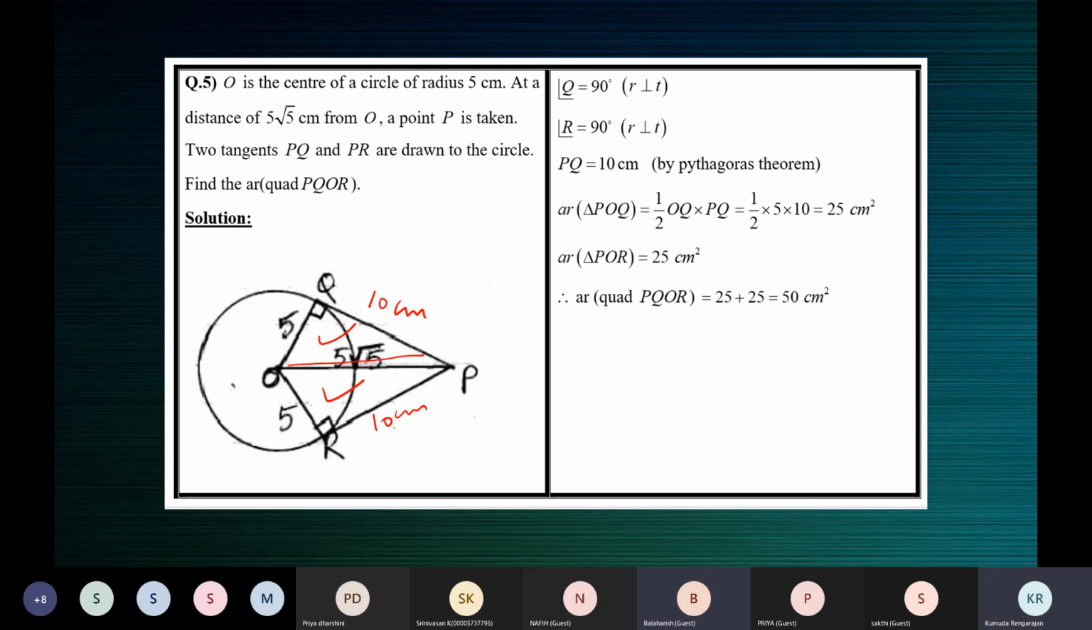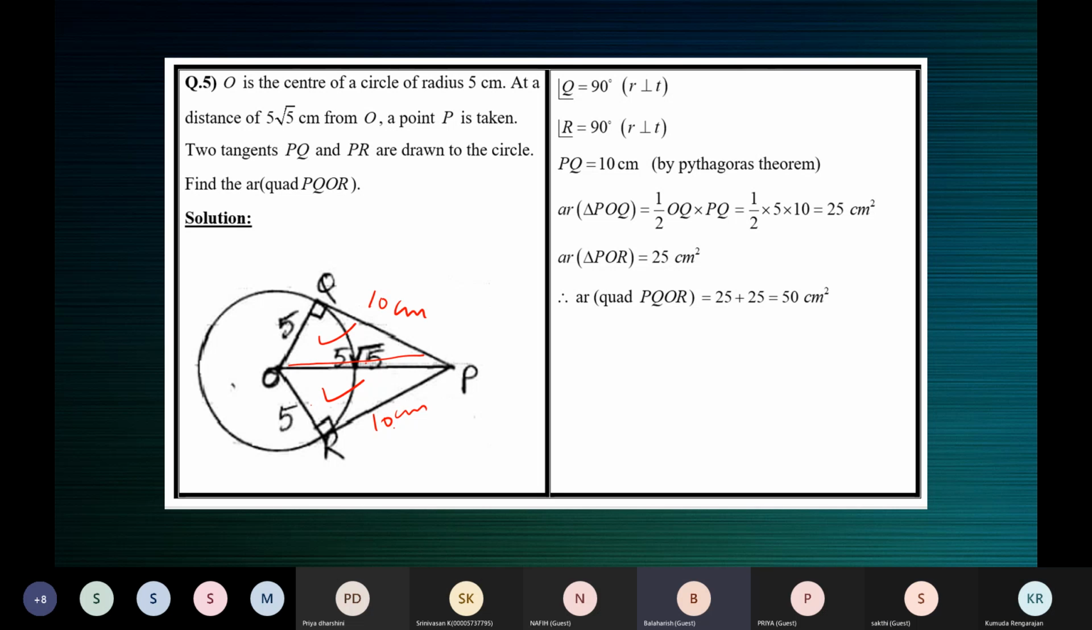Half base into height. It's not the hypotenuse. You cannot take the hypotenuse. Half base into height other than the hypotenuse. Any questions here, children?